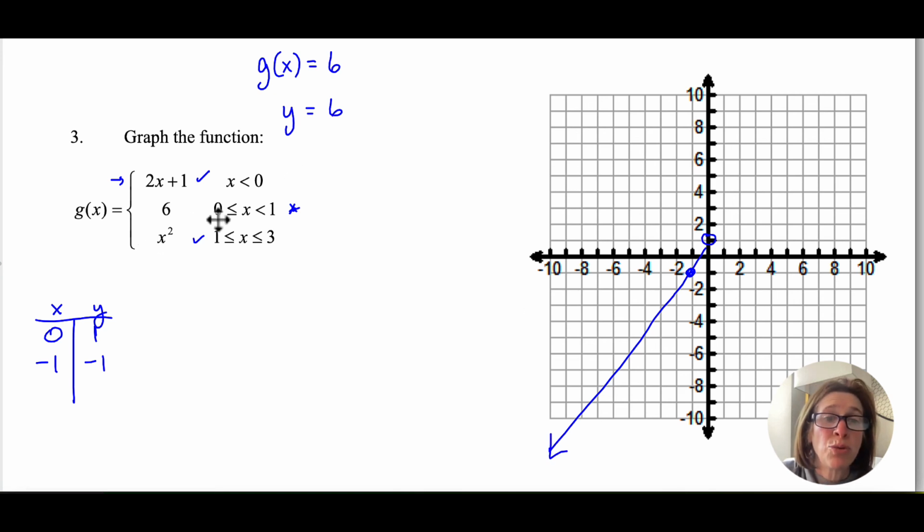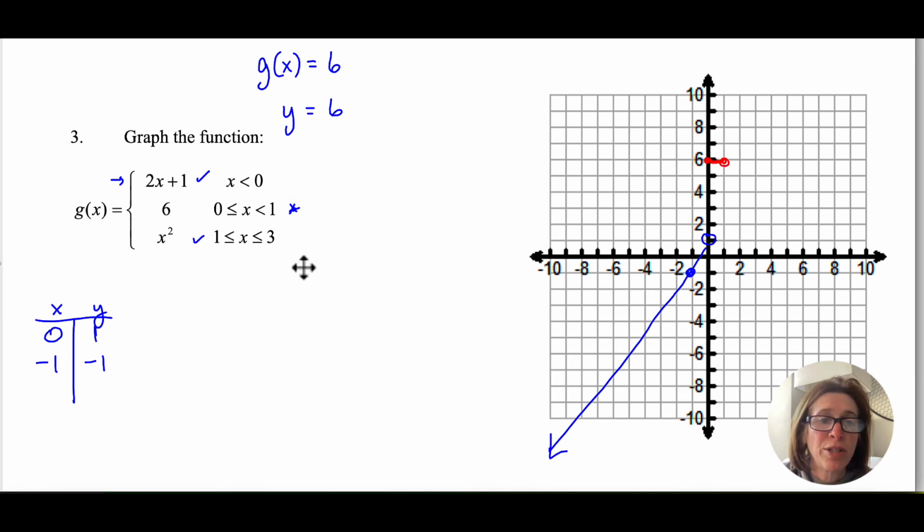All right. Between 0 and 1, I have a horizontal line at 6, but it's a closed circle. So I'm going to go up to 6 between 0 and 1. And so I'm going to have a closed circle here and an open circle at 1. And so it's this tiny little horizontal piece. Let me make that bigger.